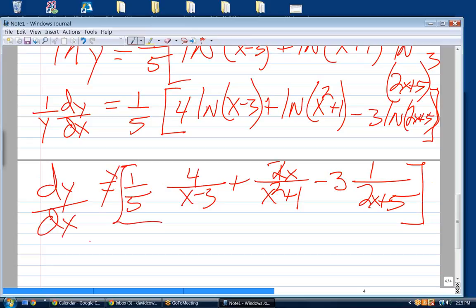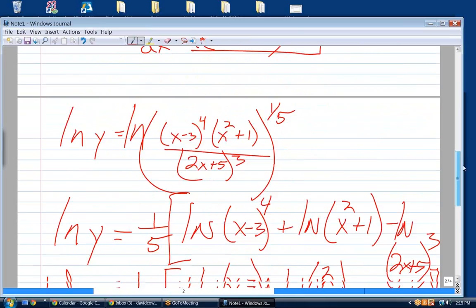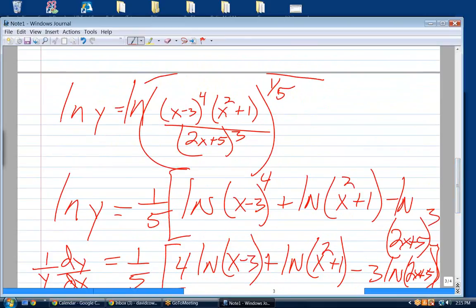There's your answer. And if I wanted to leave it as a function of all x, I would go back in and substitute for y that extremely complicated expression that the problem started with. In other words, I would substitute this for y, which is what y was equal to.